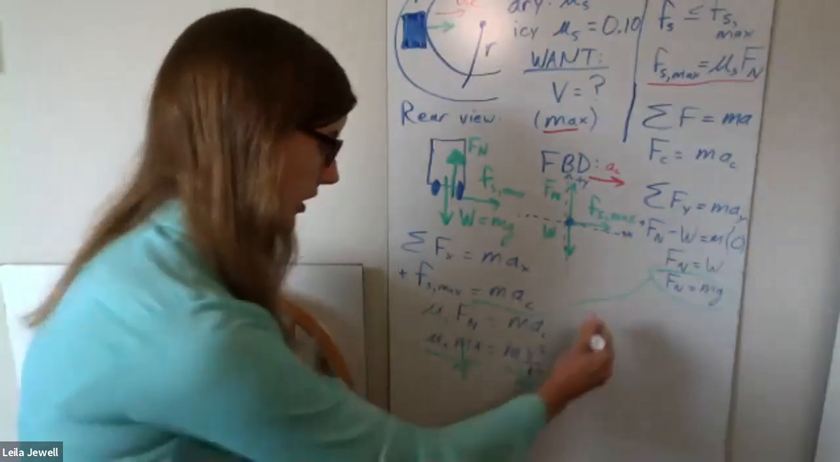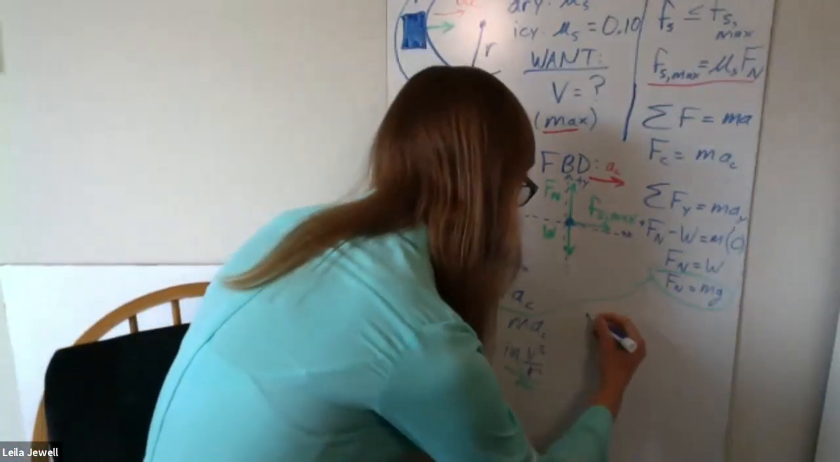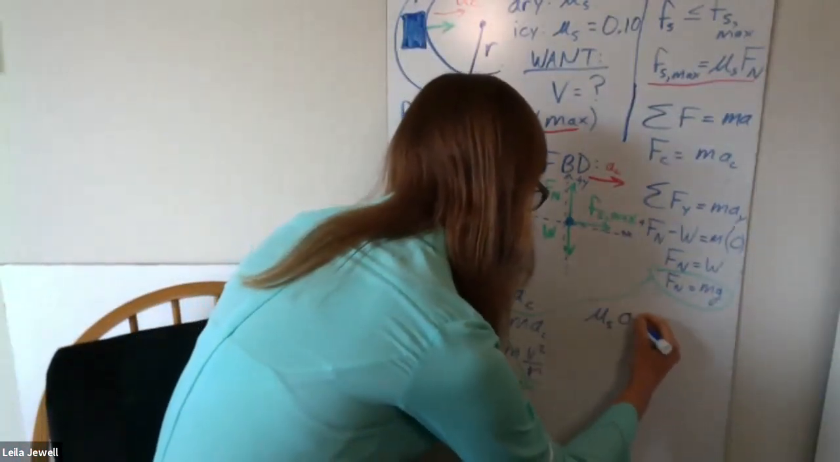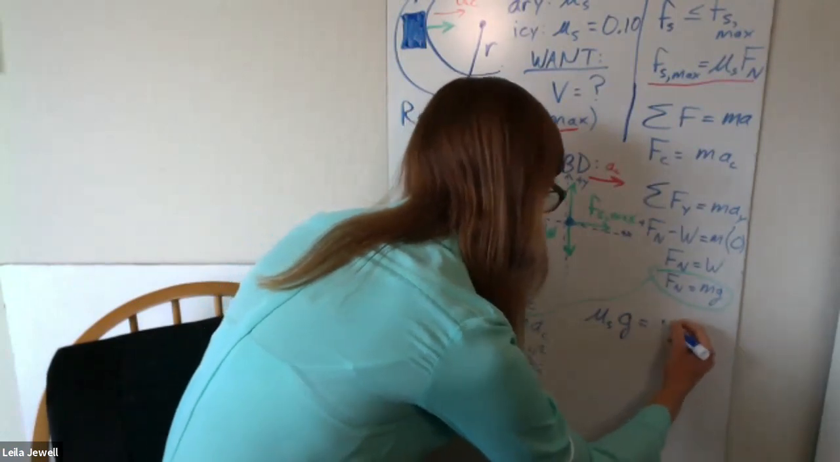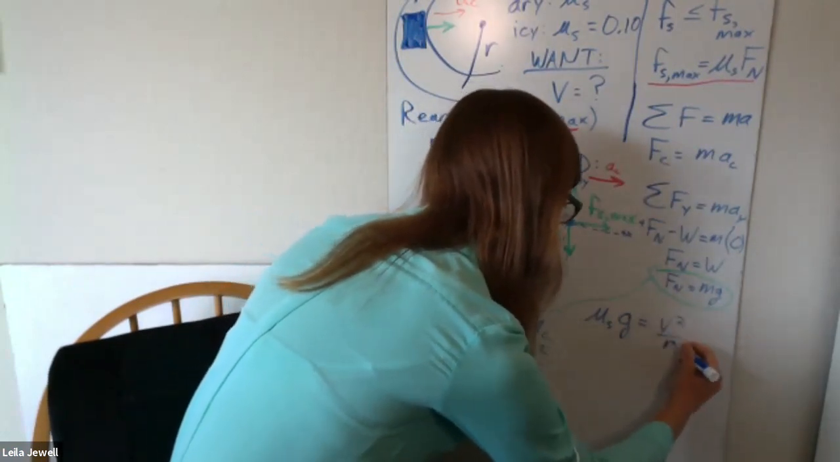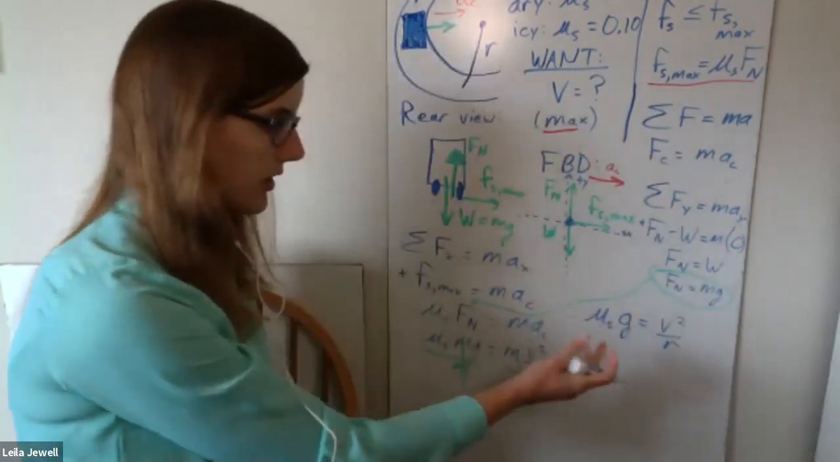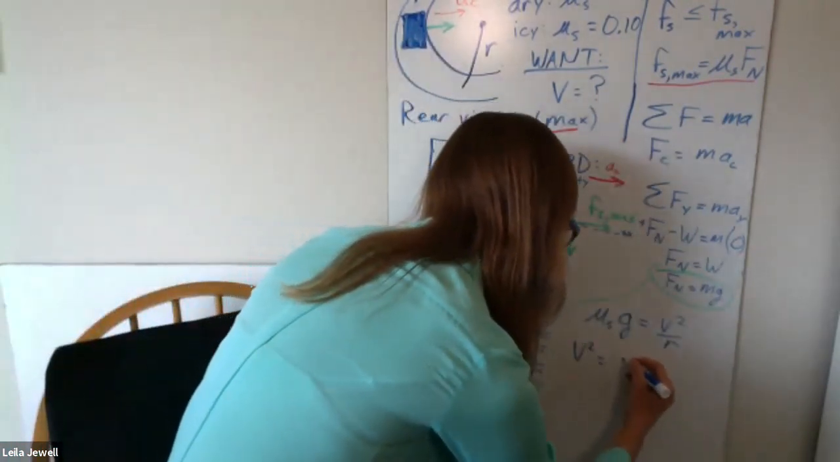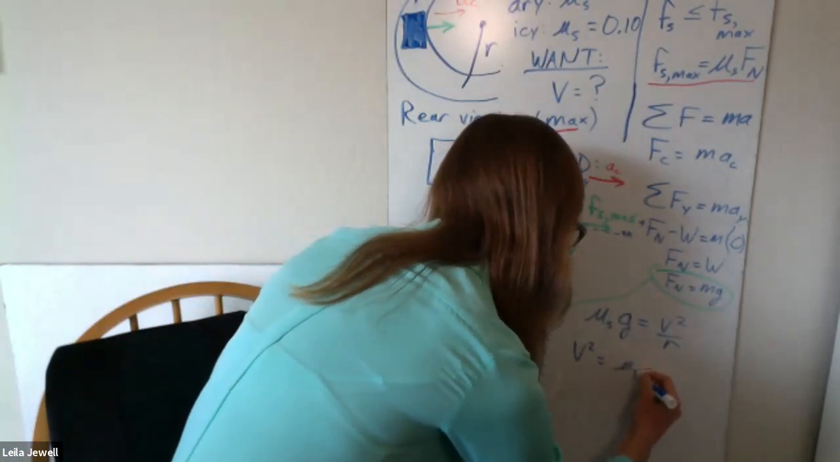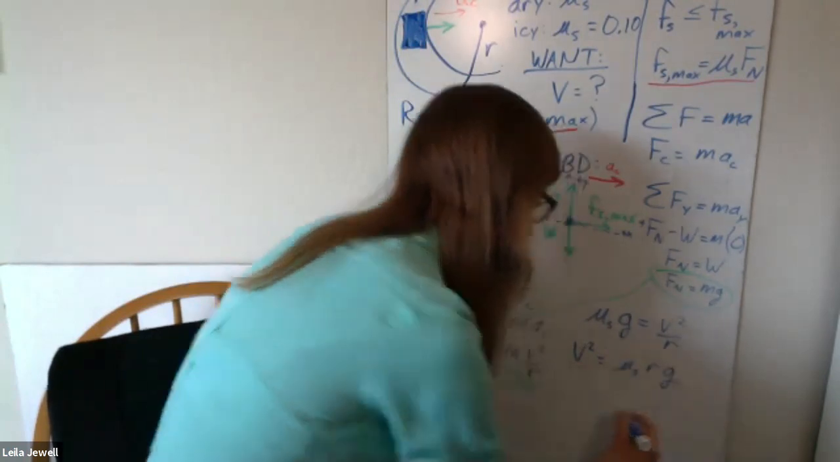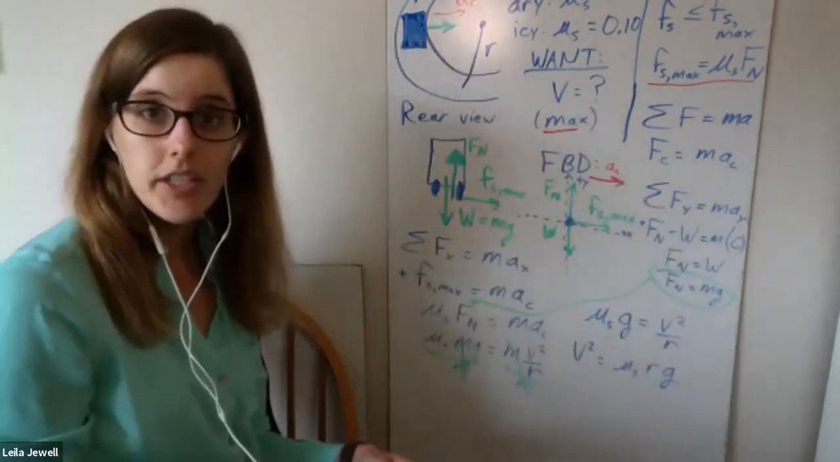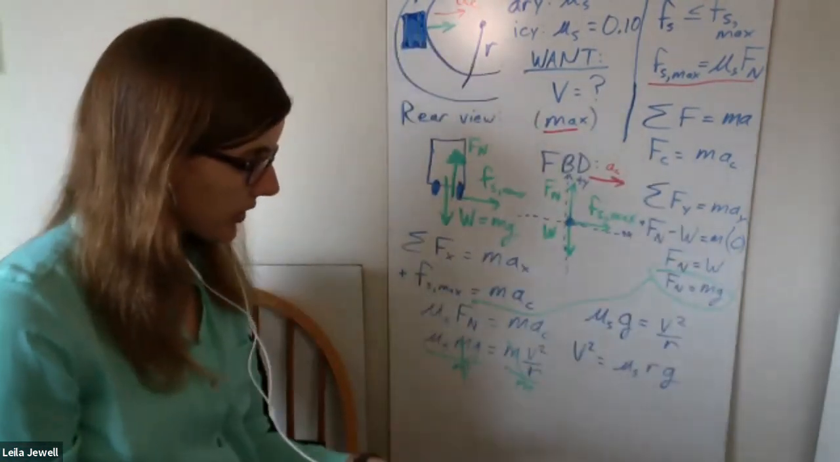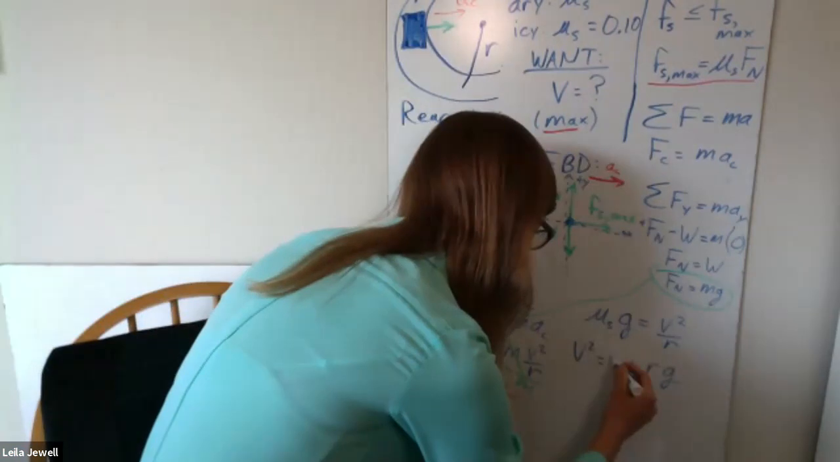Right, and so we'd have mu s times g is equal to v squared over r. I'm going to multiply the r across and flip the order. So I have v squared is equal to mu s r g. And so if I want to find the speed, I can just take the square root of both sides.